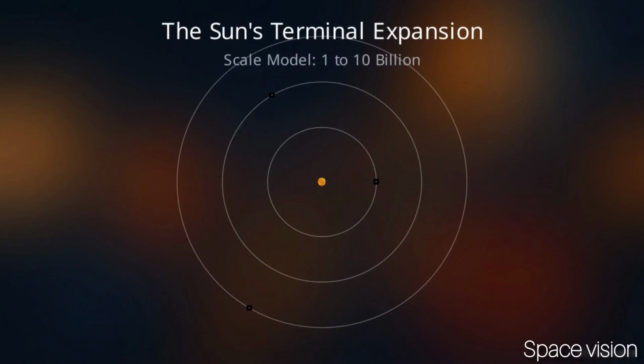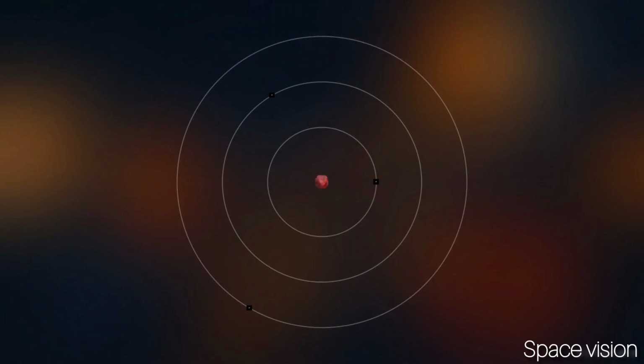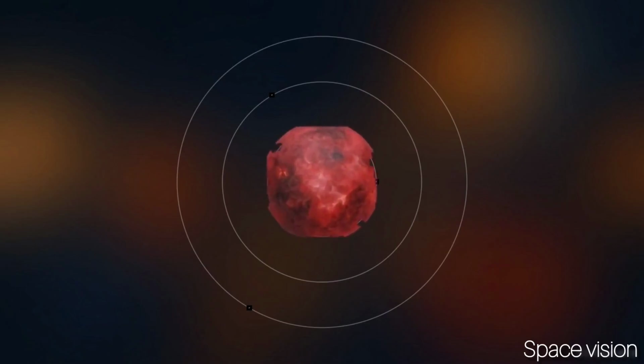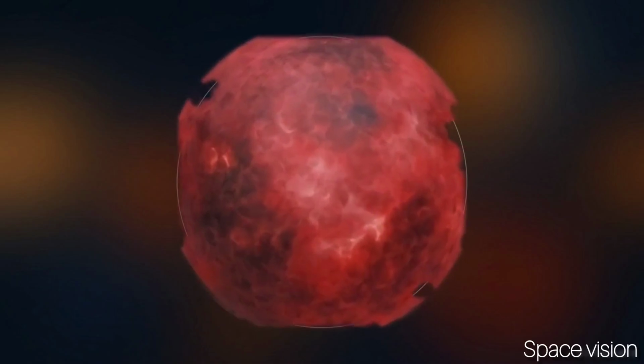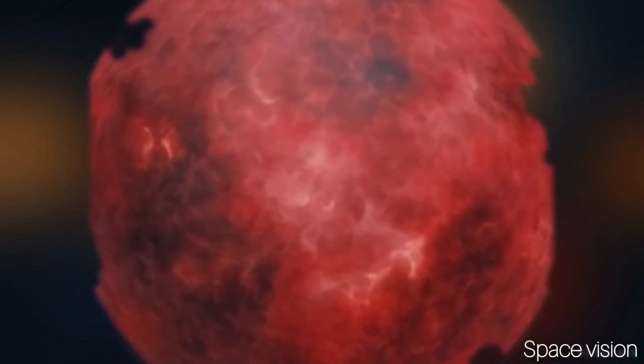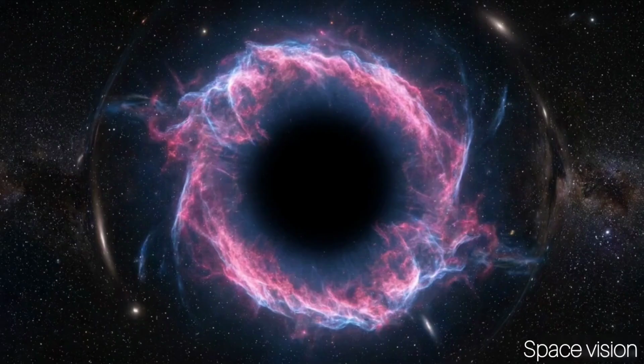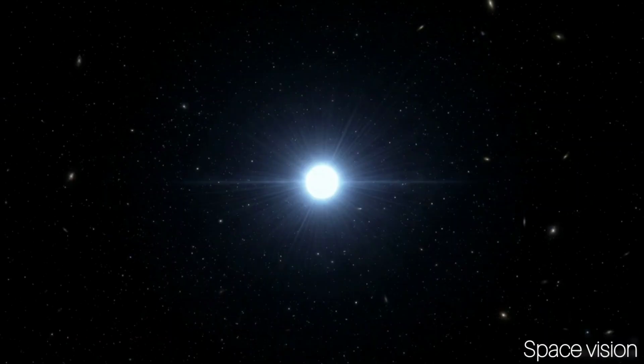It will swell into a red giant, 256 times its current size. In our scale model, this grapefruit expands outward, swallowing those tiny candy sprinkles, representing Mercury, Venus, and Earth, incinerating them. After shedding its outer layers into deep space, all that will remain of our star is a white dwarf, an extraordinarily dense, cooling core, roughly the size of the Earth.